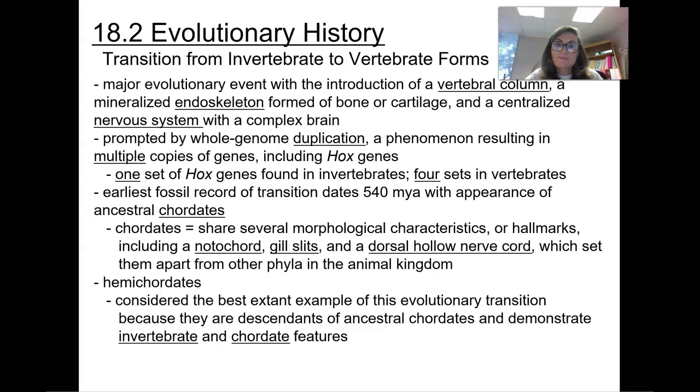Hemichordates are going to be considered the best extant example of this evolutionary transition because they are going to be descendants of ancestral chordates, and they demonstrate invertebrate and chordate features, so they'll have both of those.